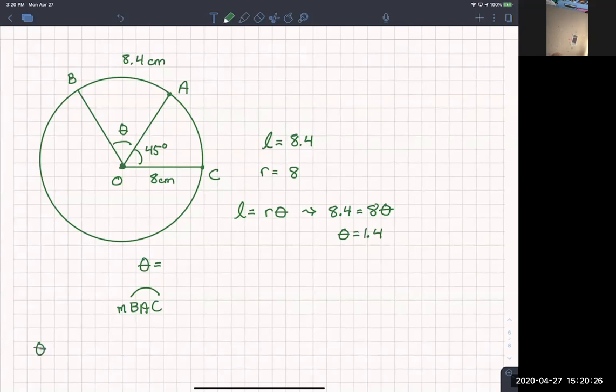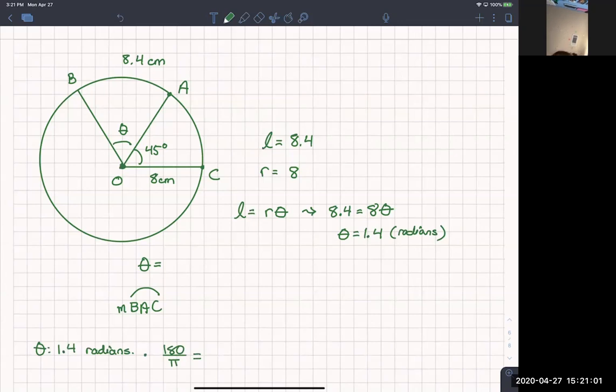Did they give the answer in radians or in degrees for theta? In degrees. Okay, so we know that it is 1.05 radians. So we want to convert it into degrees. So we multiply this by 180 divided by pi. So what do we get?